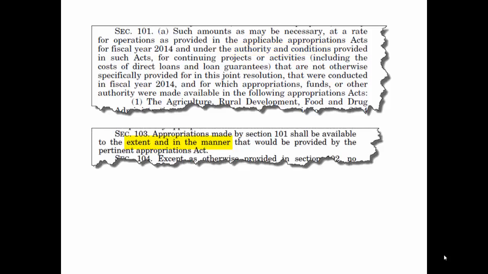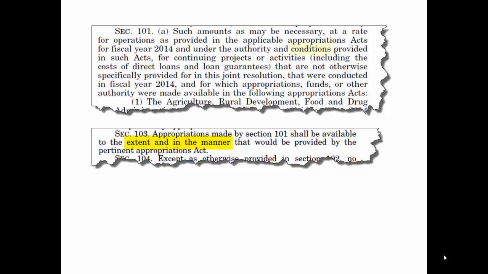Section 103, Extent and Manner language, incorporates restrictions from prior year's appropriations acts, or in some cases, acts currently under consideration. GAO opinions on extent and manner typically refer to fiscal matters like period of availability and account structure. For example, as we discussed earlier, one could read extent and manner language as requiring that funds appropriated under the CR have the same period of availability and account structure as their predecessor account in the new fiscal year. If the funds were multi-year in the previous year, they're multi-year in the current year. If they were no year, they remain no year.